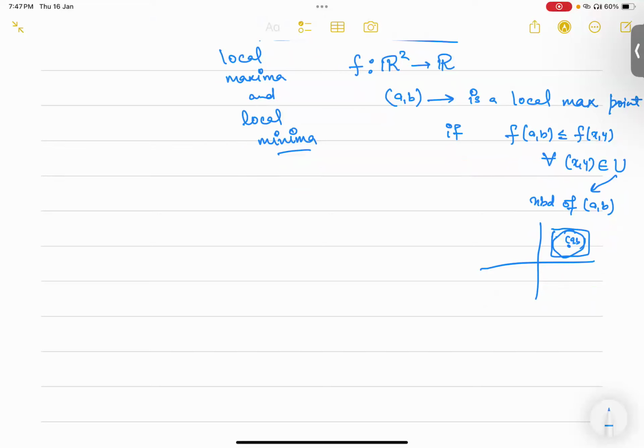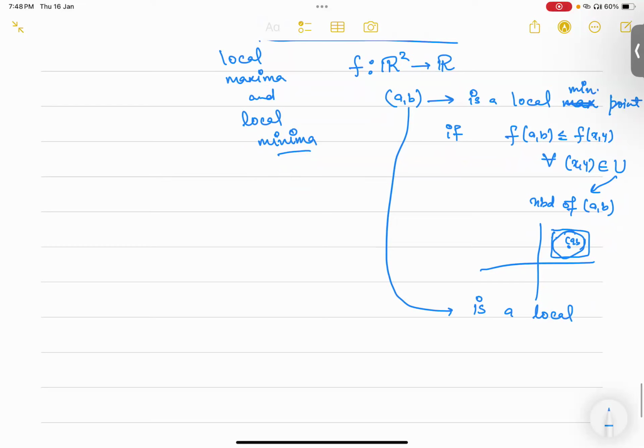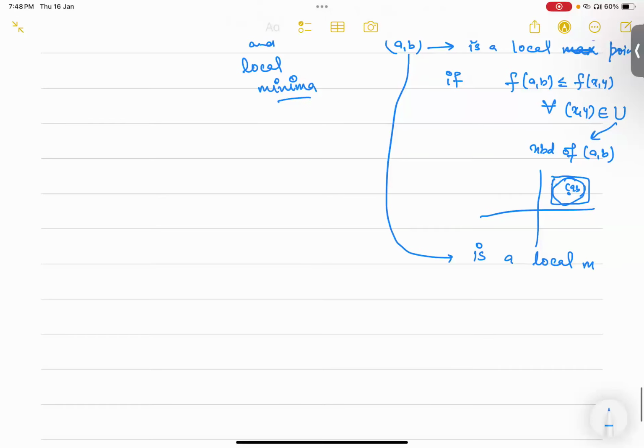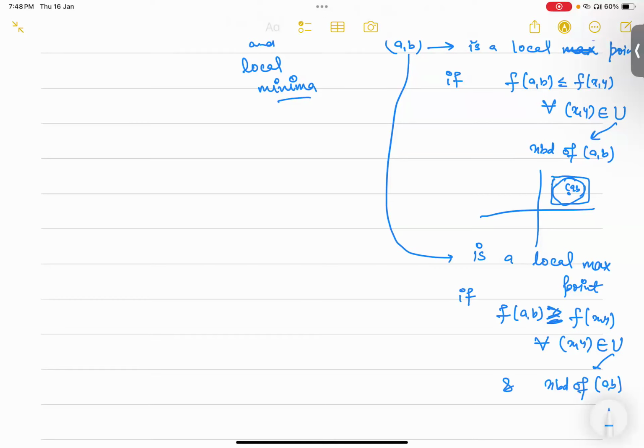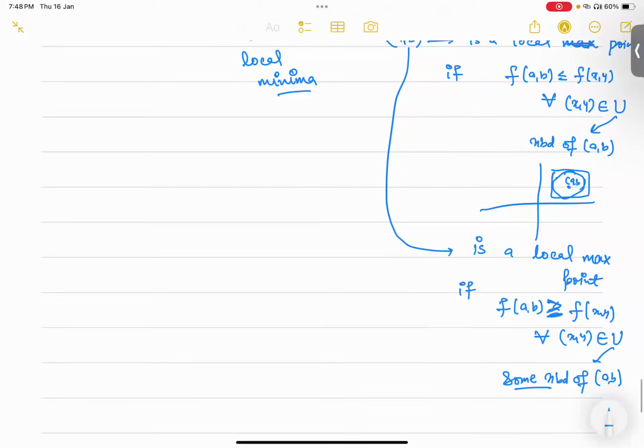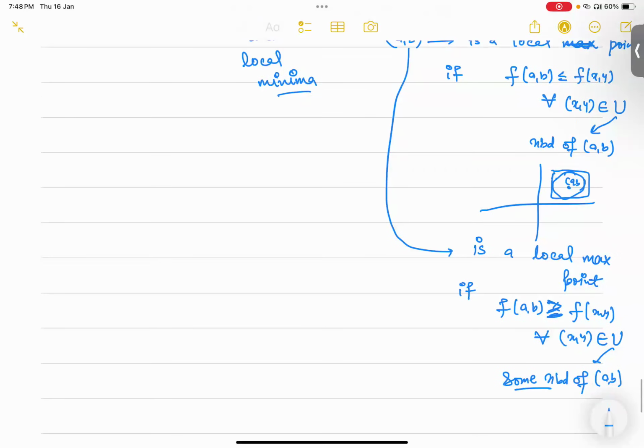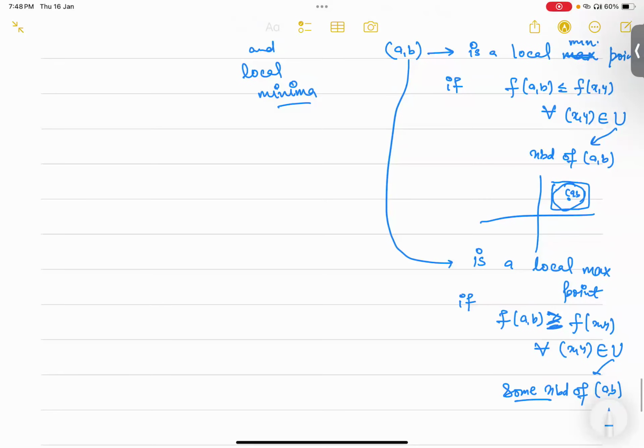And similarly, this point is called a local minima point if the function f of (a, b) is greater than or equal to f of (x, y) for all (x, y) belonging to U. Again, U is some neighborhood of (a, b), not every neighborhood, some neighborhood of (a, b).